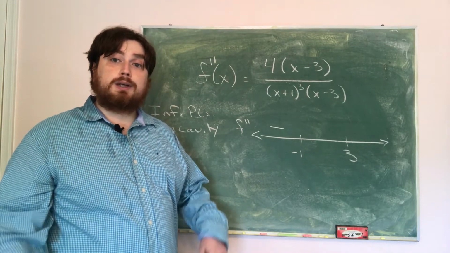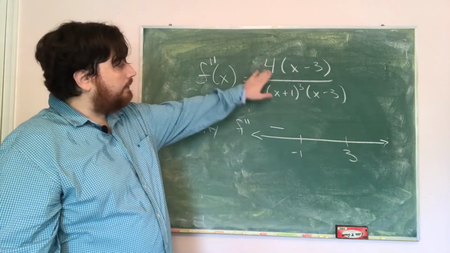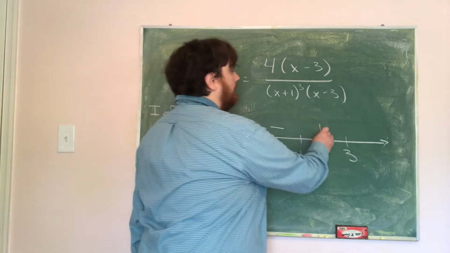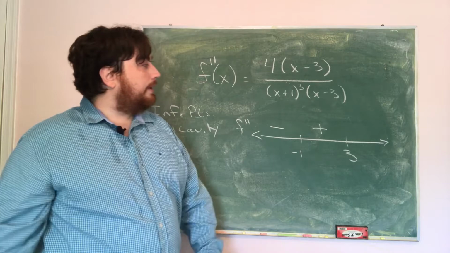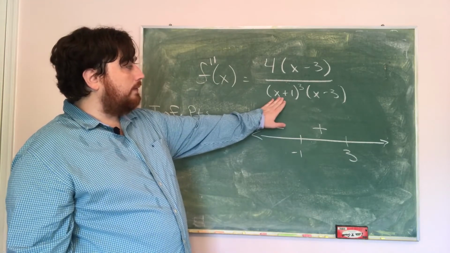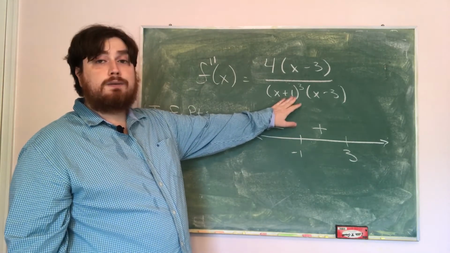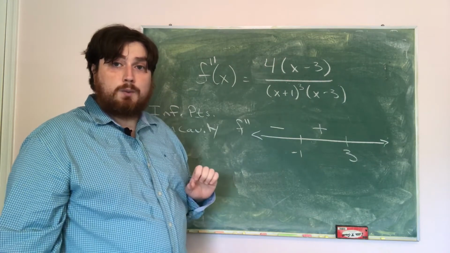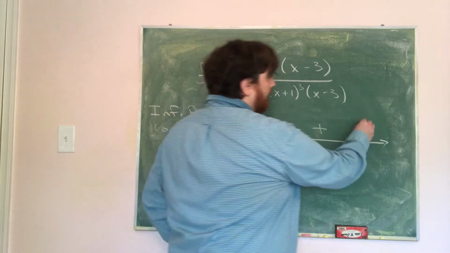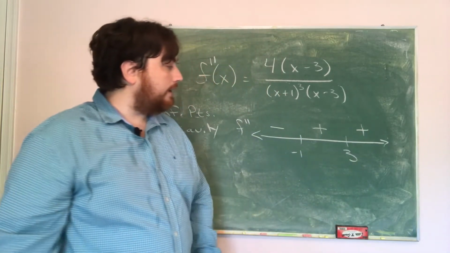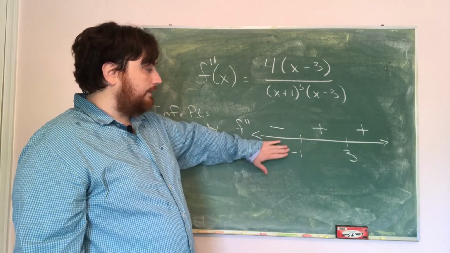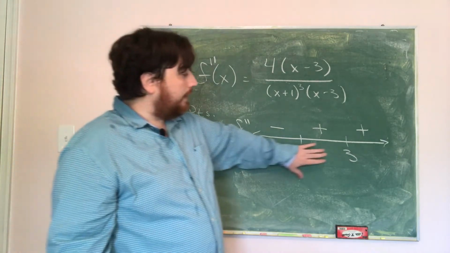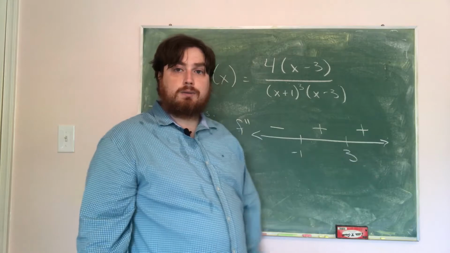If on the other hand I plug in something like 0, I get 4 over 1 cubed, which is just 4, which is positive. And if I plug in something like 4, I get 4 plus 1 is 5, cubed is 125. 4 divided by 125 is again going to be positive. So I get that my second derivative is negative from negative infinity to negative 1. And it's going to be positive from negative 1 to 3, union 3 to infinity.